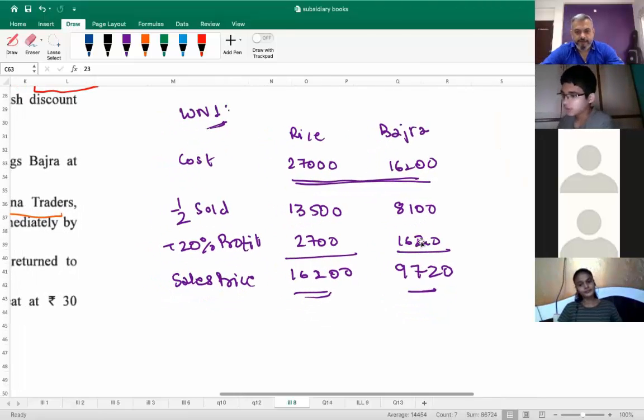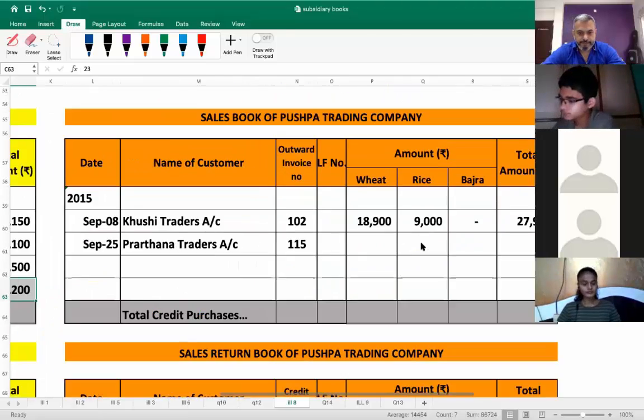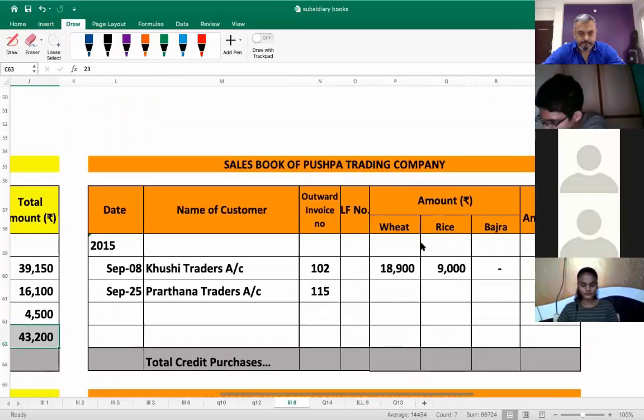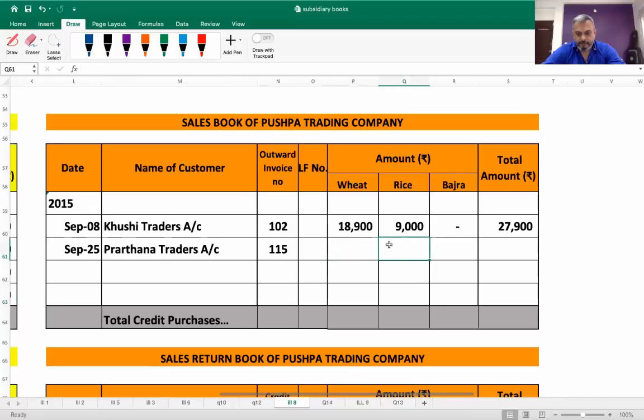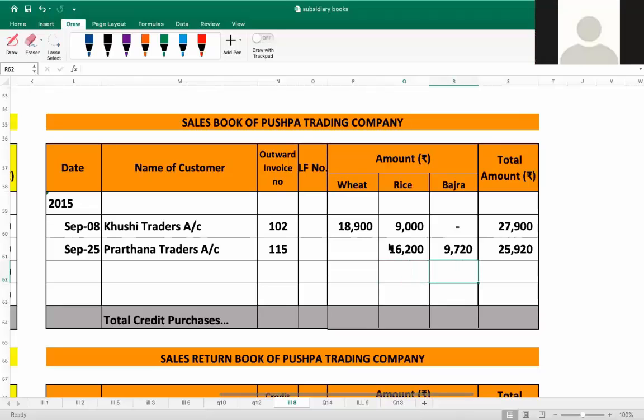Now we record this in sales book. So Prathana Traders, rice is 16,200 and bajra is 9,720. Sir, 9,720. Yes, tell me, Nishtha. Nothing.